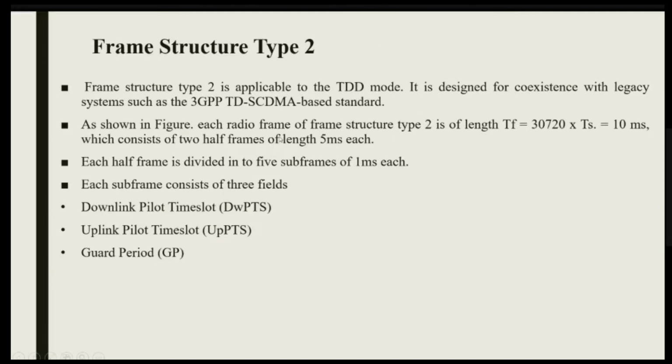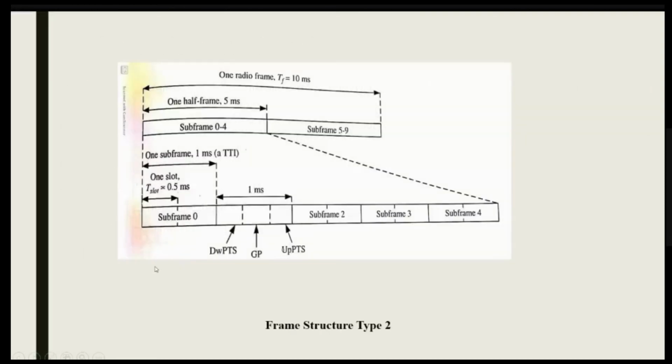Once again, in the frame structure type 2 radio frame, the total length TF, the time of the complete frame, is given by 30,720 times TS, which is equal to 10 milliseconds, consisting of 2 half frames of 5 milliseconds each. Each half frame is divided into 5 subframes of 1 millisecond each. In these 5 subframes, we have 3 major fields called downlink pilot time slot, uplink pilot time slot, and guard period.